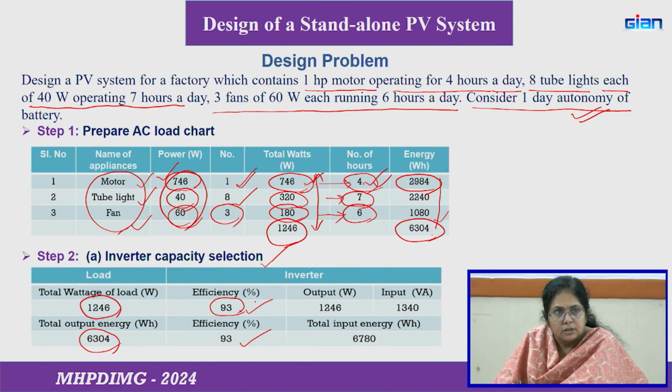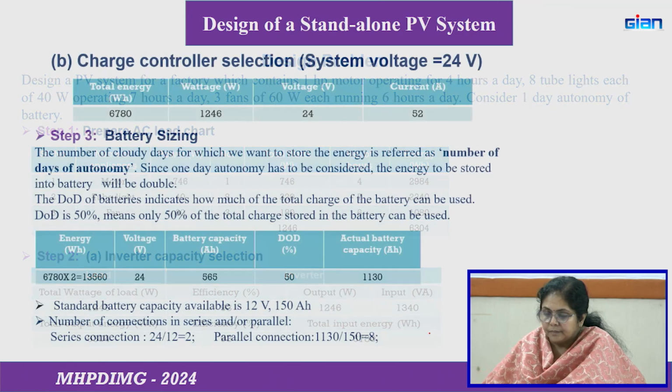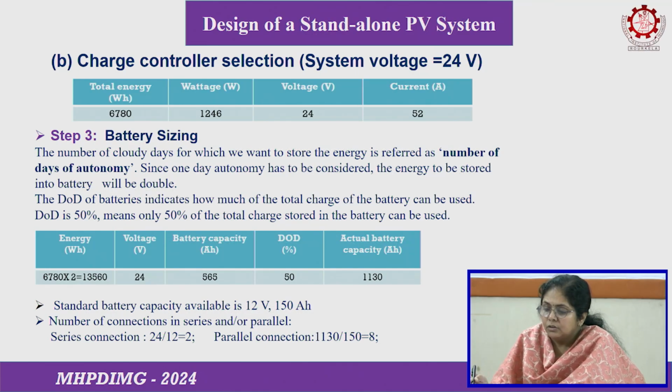So, this is the output power, and correspondingly the input is the output divided by the efficiency. We are calculating the input power requirement, in volt ampere, that is the rating of the inverter. So, the inverter capacity power rating is 1340 volt ampere, and the total input energy is 6304 divided by 0.93. That gives the total input energy for the inverter. So, this is how we are deciding the inverter capacity. Then coming to the charge controller selection, we have to first assume a system voltage.